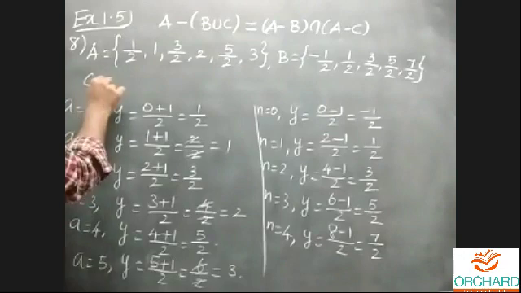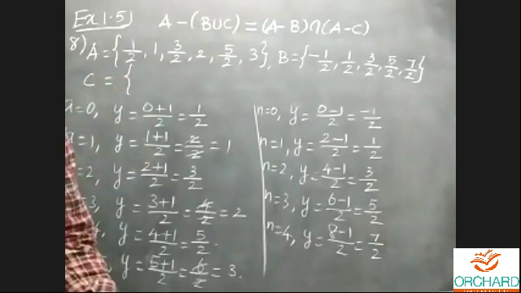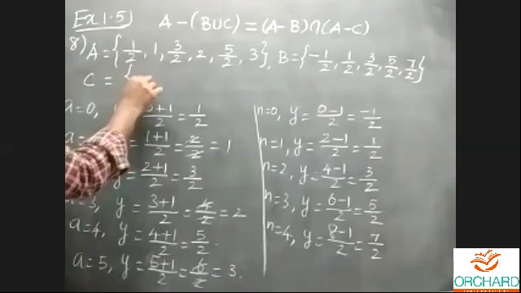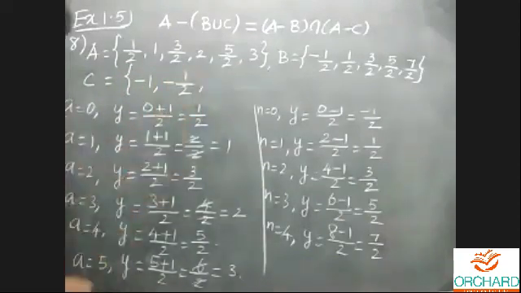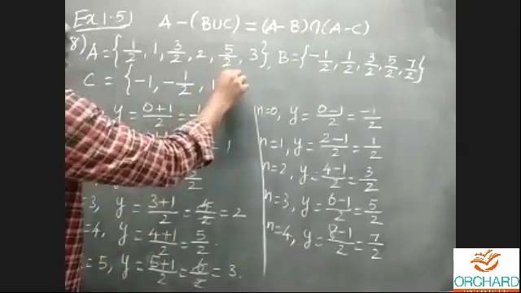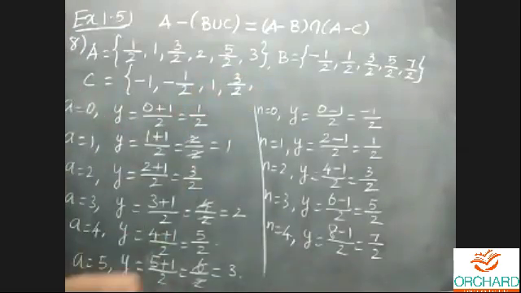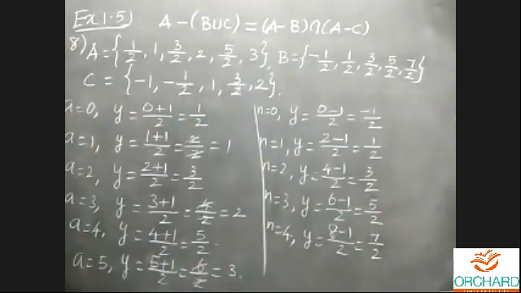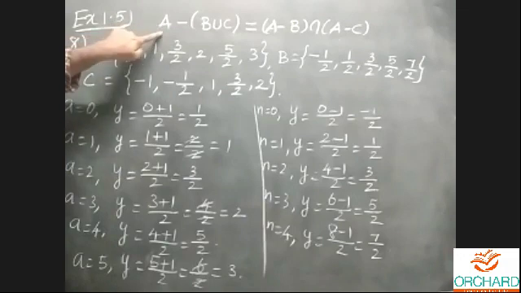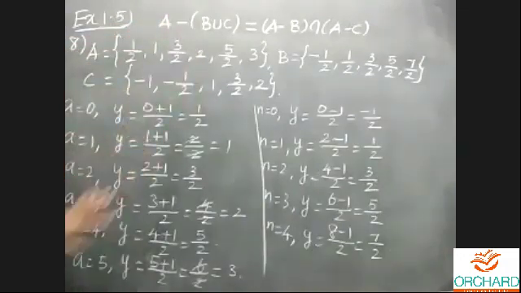The elements of set C will be given in the problem itself, directly in roster form. Minus 1 by 2, 1, 3 by 2, 2. These are the elements of set C. Now we can consider your left hand side and right hand side separately and do the problem. Check whether the LHS and RHS are equal or not. Now we can proceed with the problem.